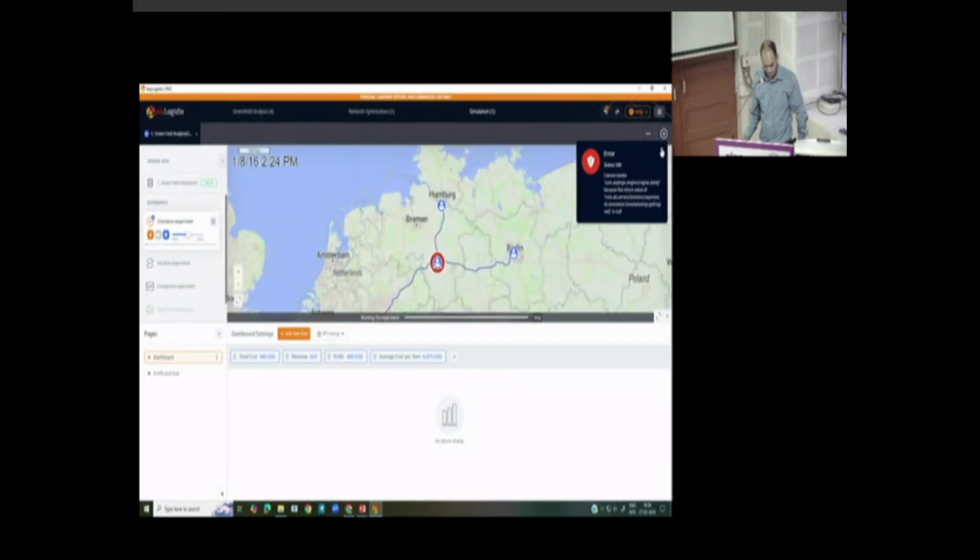Some error is coming. I don't know. Let me see what's happening. Add those two costs and run the model. Have you run it? So it's running now.